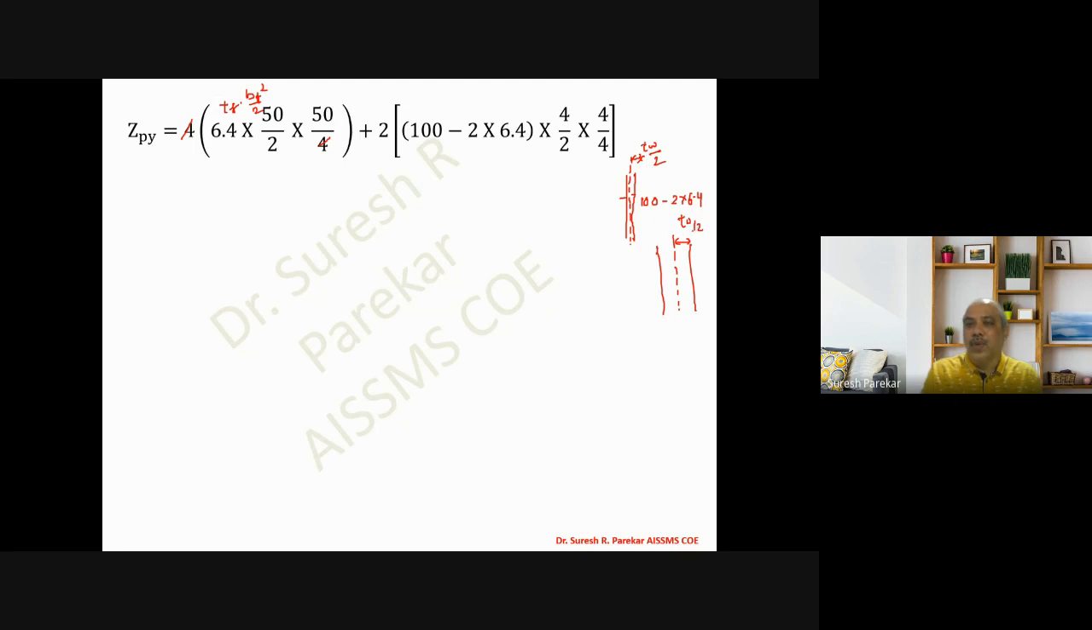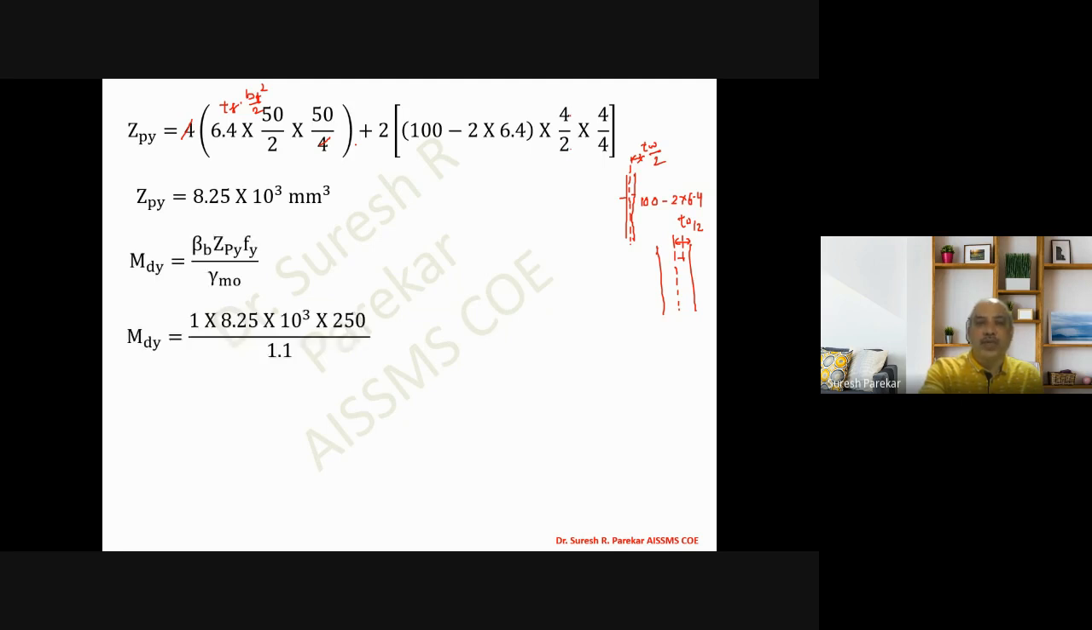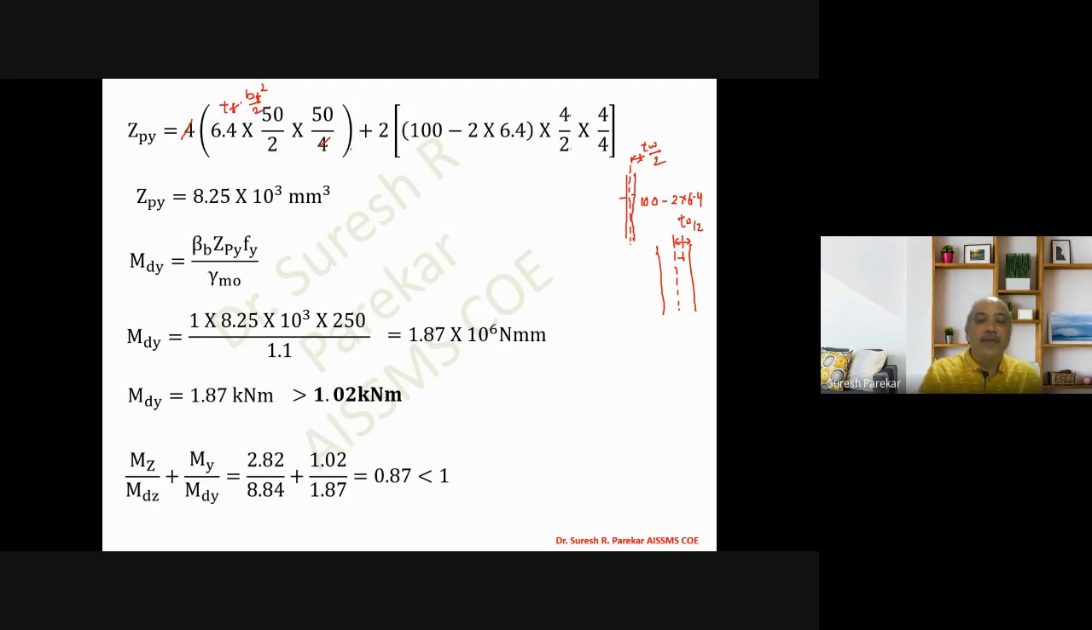So TW by 2 into TW by 4. That is from center to neutral axis. So that is 4 by 2 into 4 by 4. And from this we will get value of ZPY 8.25 centimeter cube, or 8.25 into 10 raised to 3 millimeter cube. And from which we will get MDY 1.87 kilonewton meter greater than 1.02 kilonewton meter. And when we will substitute this value in this equation, it comes 0.87, which is less than 1, and therefore okay, satisfied.